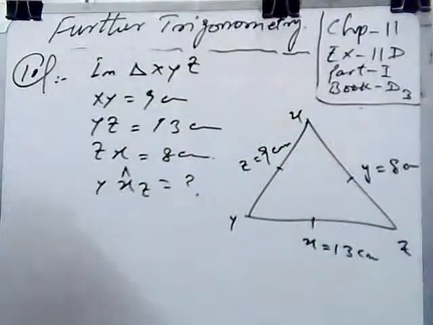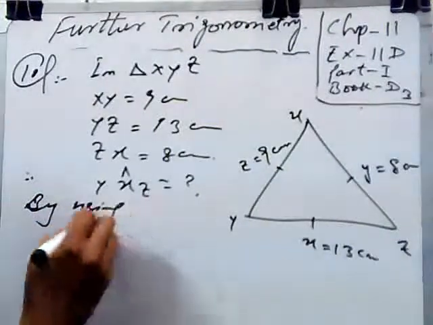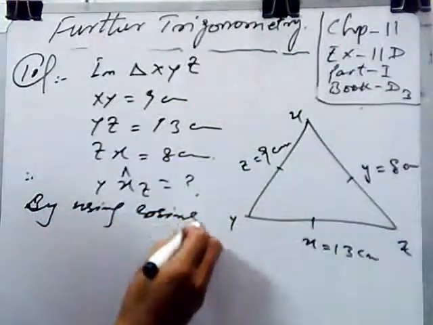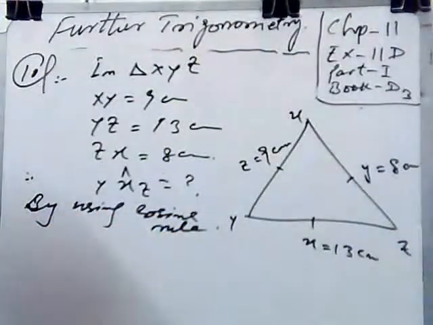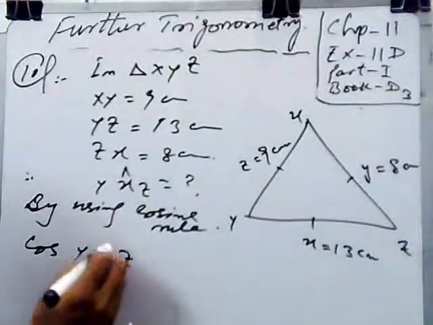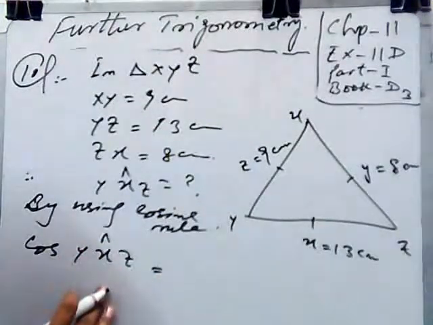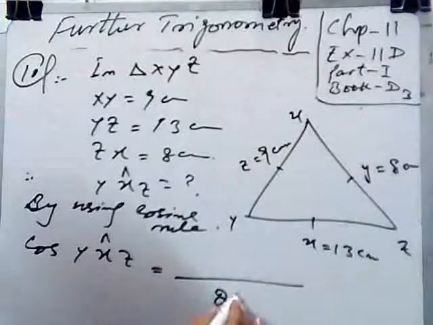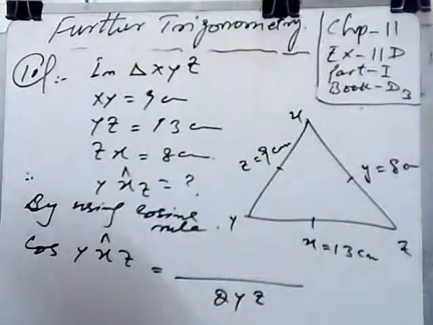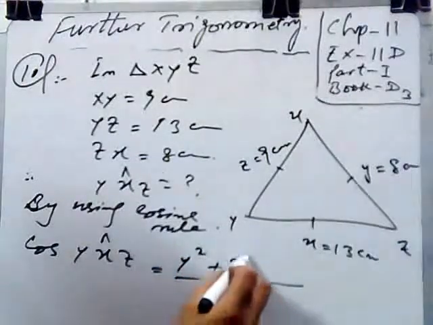So by using the cosine rule, we need cos YXZ, we need angle X. So when you have to calculate X, definitely YZ will be here. So that is now Y squared plus Z squared minus X squared.